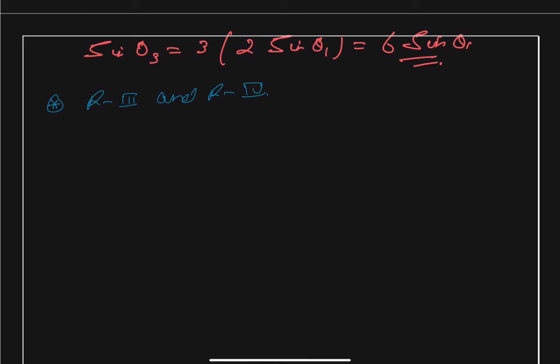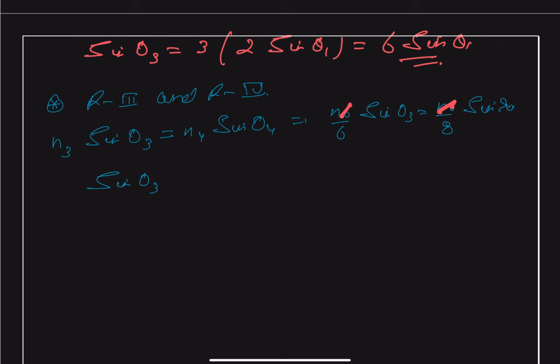Therefore we can write that n3 sine of theta 3 is equal to n4 sine of theta 4. Substituting the values, we get n0 by 6 sine of theta 3 is equal to n0 by 8 sine of 90. Sine 90 is 1, and n0 cancels with n0, and we get sine of theta 3 will be equal to 6 by 8.